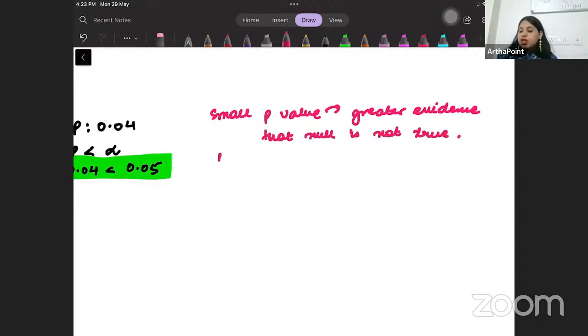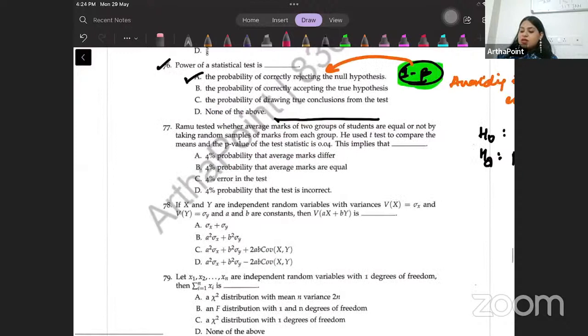So you reject null in favor of alternative. You reject null in favor of alternative. So the answer to this is that there is a 4% probability that averages are equal. Because it is less than 5%, I will reject null in favor of alternative, right? Okay, come to the next question.